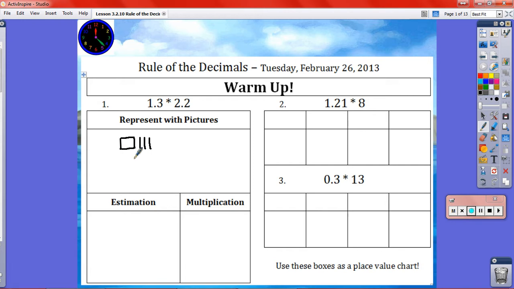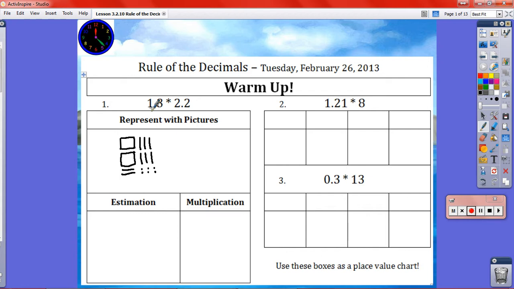and we need two whole groups of that. So that's the second group. And then 2/10 of a group. So 2/10 of a whole is 2/10, and 2/10 of a tenth is 2/100ths. And we do that for each of the tenths. And we end up with this picture.